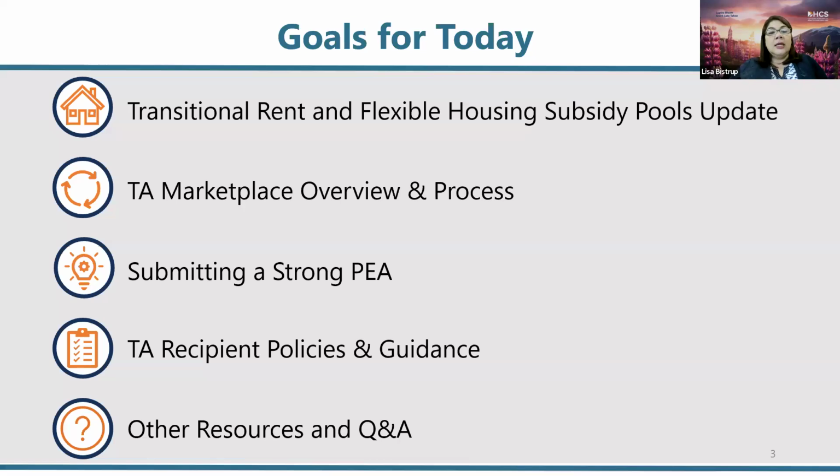Our goals for today include a transitional rent and flexible housing subsidy pools update, a TA marketplace overview and process, submitting a strong PEA, TA recipient and policy guidance, and other resources and Q&A that will happen at the end. With that, I am going to pass over to Glenn Tsang to go over transitional rent.